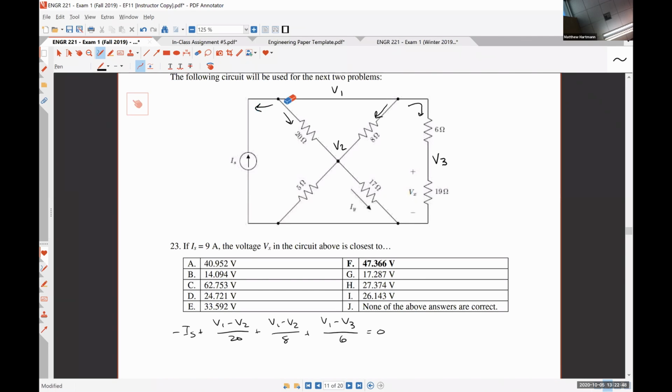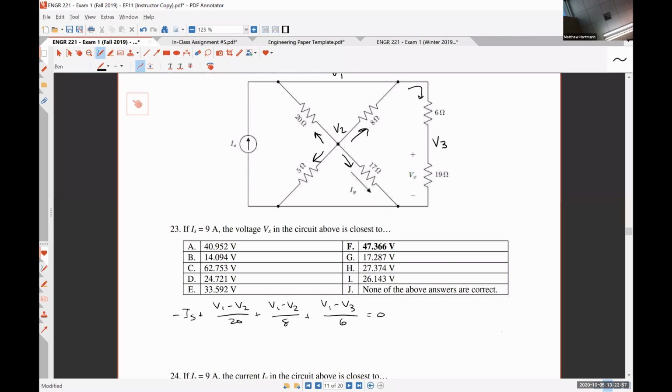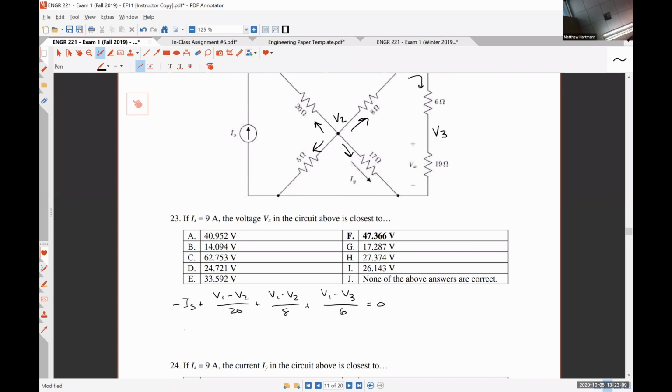At node 2, we're going to be looking for this guy, this guy, this guy, and this guy. So starting diagonally down and to the left, we're going to have V2 over 5. And I should have specified this earlier, but my bottom node is my ground. Then V2 minus V1 over 20. Then V2 minus V1 over 8. Then V2 over 17 is equal to 0.